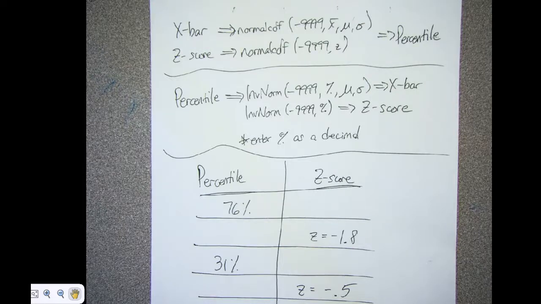So what we did the last 2 days was go from here to here. I gave you a data point. You used normal CDF, and you might have used the X bar, the mu, and the sigma, or you might have used the z-score. Remember those three, the only point of those three is to find that, so you can use whichever. We went from the data point to the percentile.